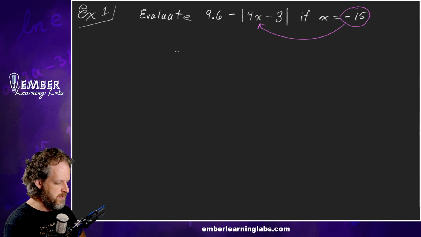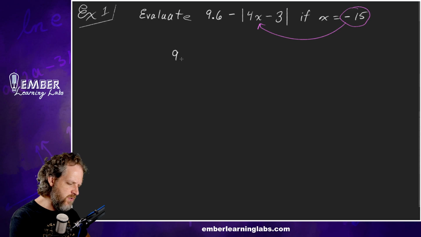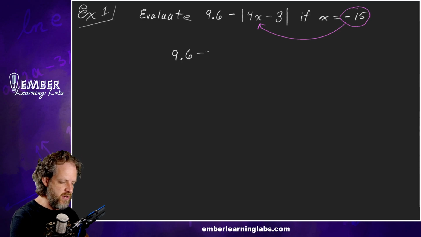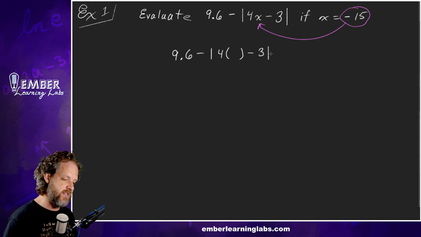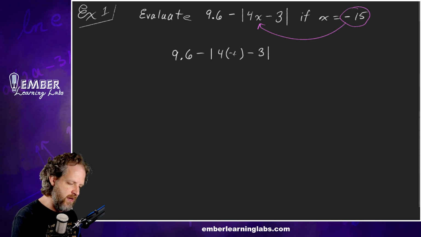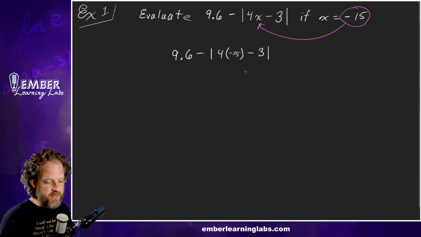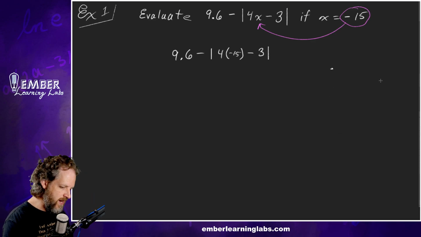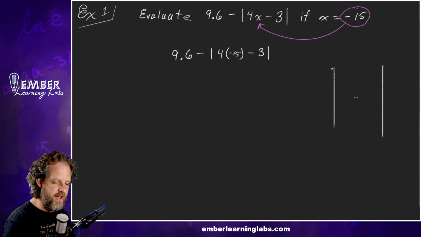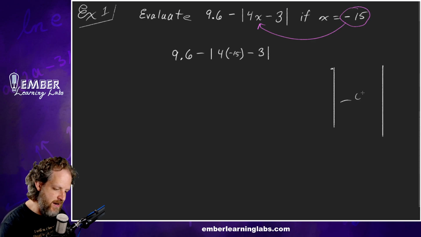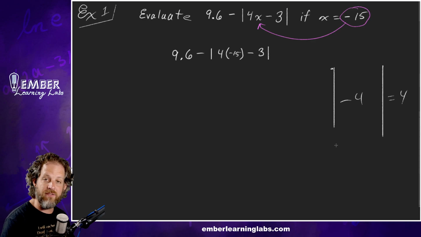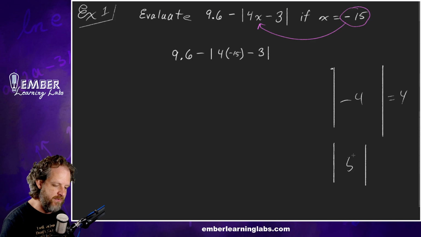What I like to do, and what I teach people to do, is to first rewrite the expression or equation with parentheses everywhere the variable is. The reason that's the first step is because it helps you not make mistakes with negatives. So we're going to plug in this negative 15 right there. Just a quick reminder, what does absolute value do? Absolute value of whatever is in here turns it positive. So the absolute value of negative 4 is 4, and the absolute value of 5 is 5.